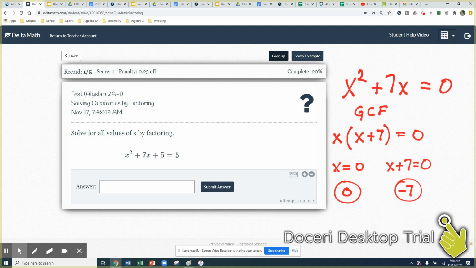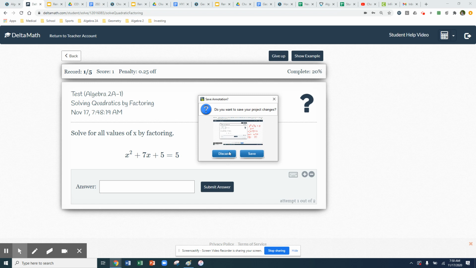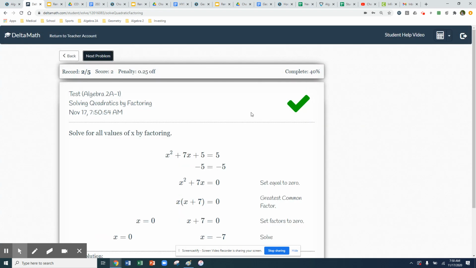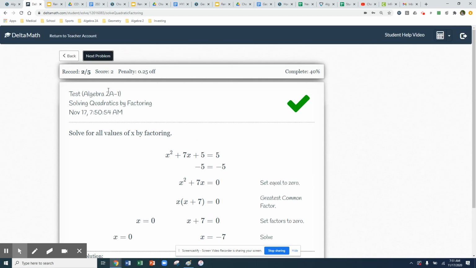So checking the variables, x squared and x are part of both of those terms, so I have a common x that I can divide out of both of those. Then I'll head to my answer. We'll put in a 0, comma, and a -7. And there's our result. So set equal to 0, find the greatest common factor, set the factors equal to 0, and so on.